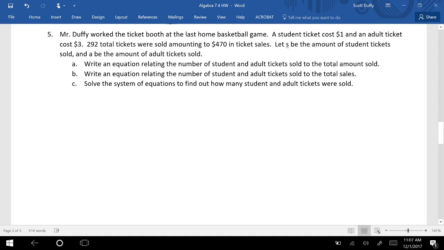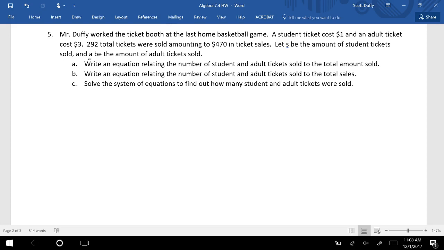I worked the ticket booth at the last home game for the basketball games. A student ticket costs $1 and an adult ticket costs $3. 292 total tickets were sold, amounting to $470 in ticket sales. S is the number of student tickets, and A is the number of adult tickets.